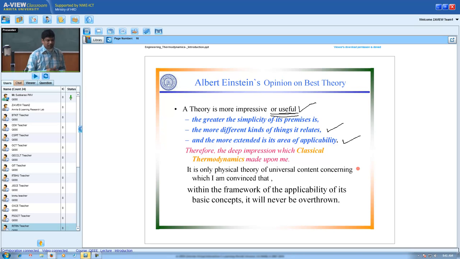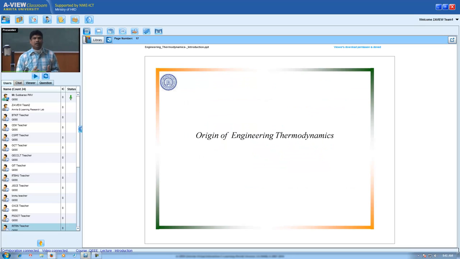So I am convinced that within the framework of applicability of its basic concepts, it will never be overthrown. All the thermodynamic concepts will be there forever. Any other science can change its concepts, but thermodynamic concepts will never change. In fact, the first law and second law of thermodynamics are evergreen. They will never change, whatever the developments in society, whatever the knowledge earned, everything. That's how we should learn this particular course, with that perspective.